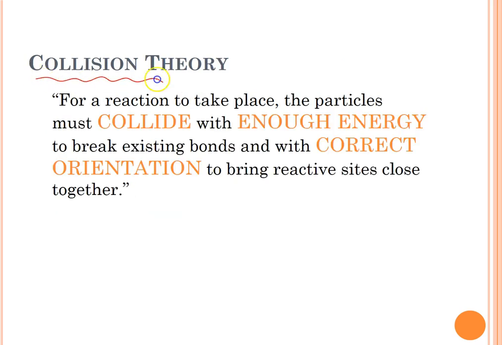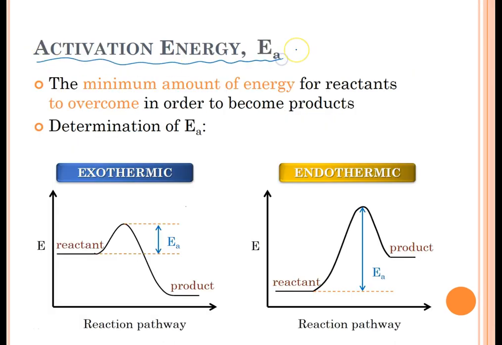Collision theory. There are three main key points in collision theory. First, for a reaction to occur, the reactant particles must collide. They must collide with correct orientation, similar to lock and key model. And these reactant particles must have enough energy, whereby the energy of the reactant must be equivalent or more than activation energy. Activation energy is the minimum amount of energy required by reactants to overcome in order to form product.